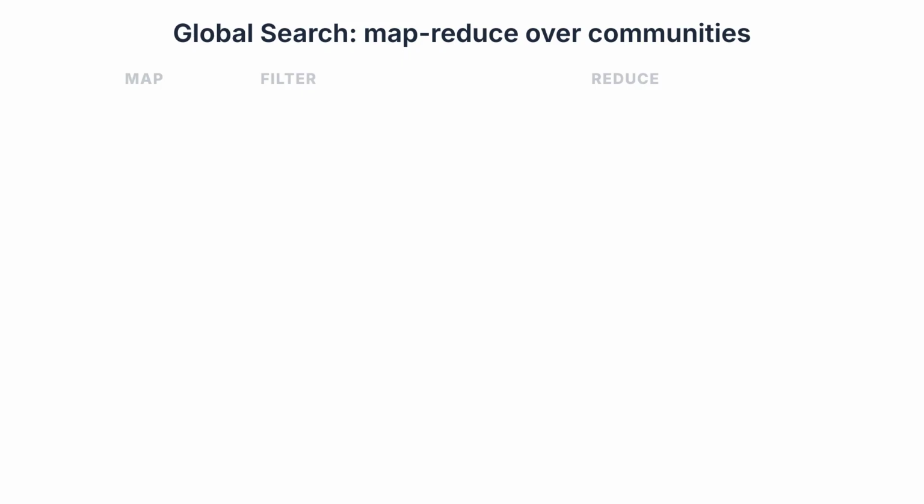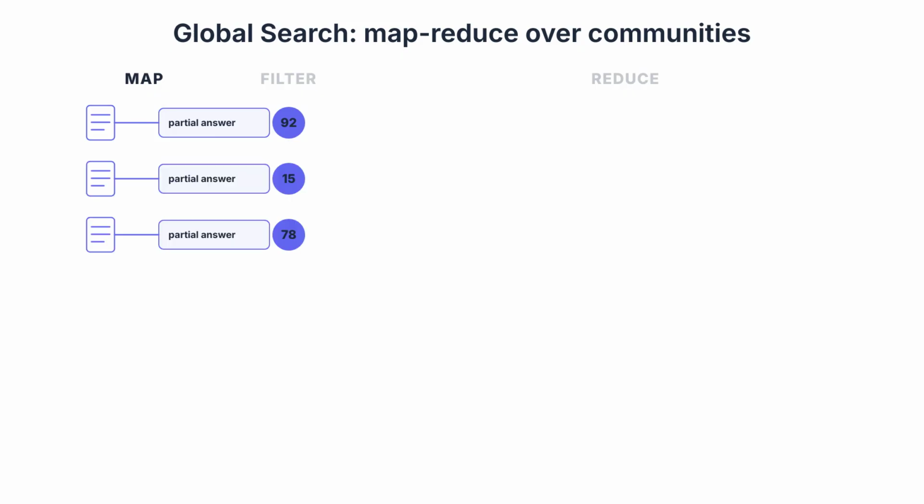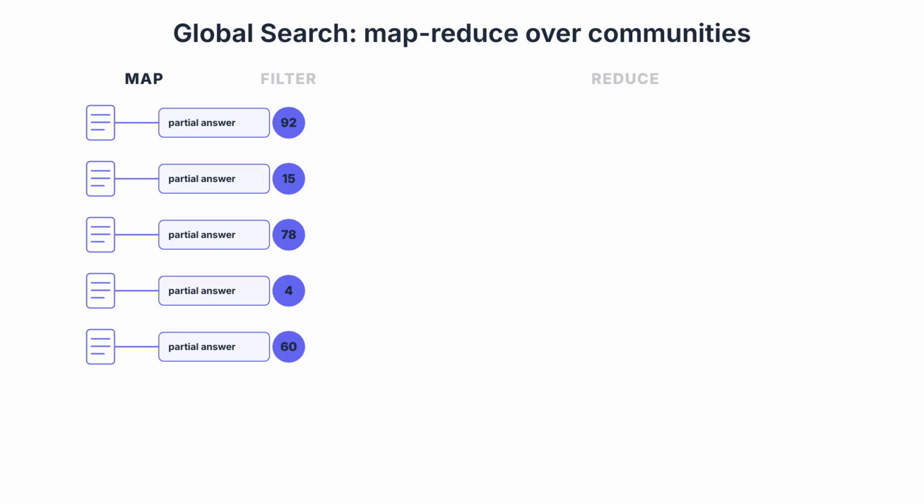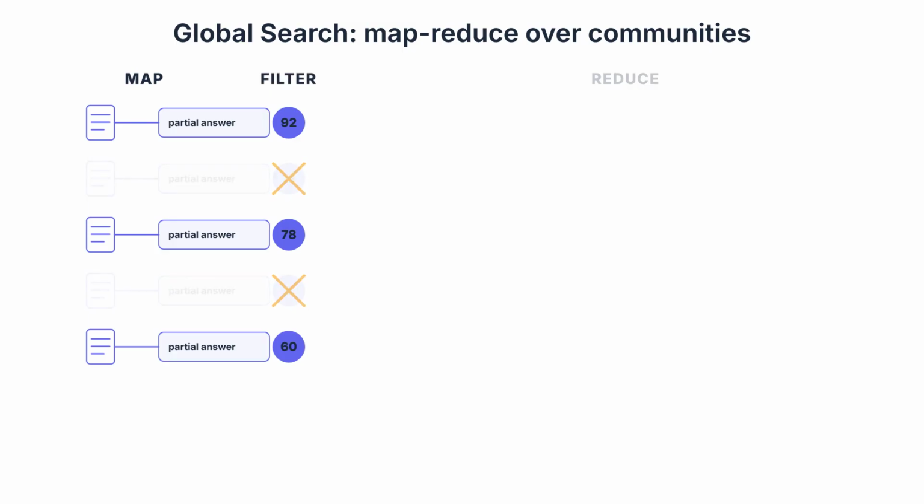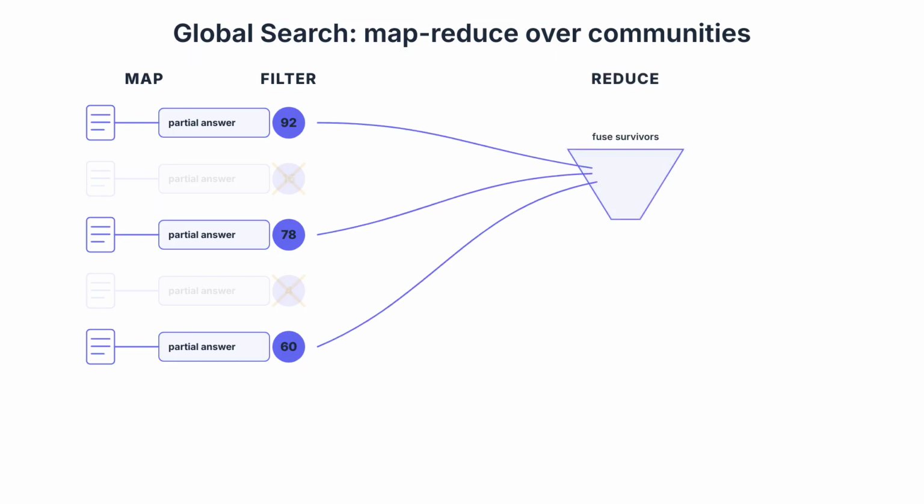Mechanically, global search is a MapReduce. In the MAP step, every selected community report independently answers the question and self-assigns a helpfulness score from 0 to 100. Then we filter, dropping the low scorers that admitted they had nothing. Finally, reduce fuses the survivors into one answer. Many small summaries in, one synthesis out.